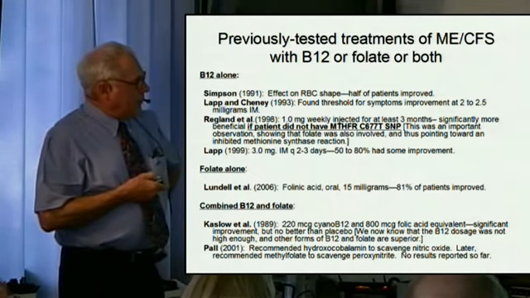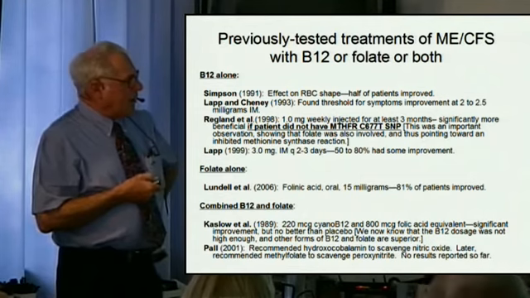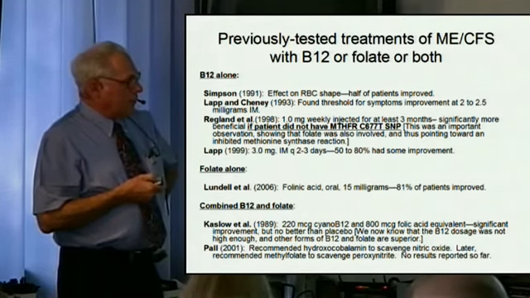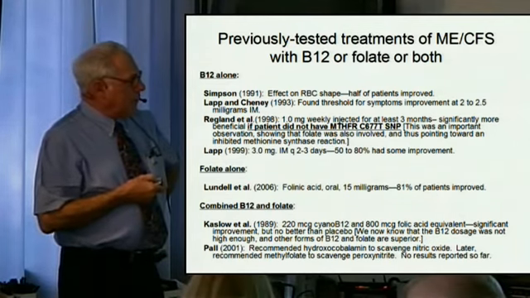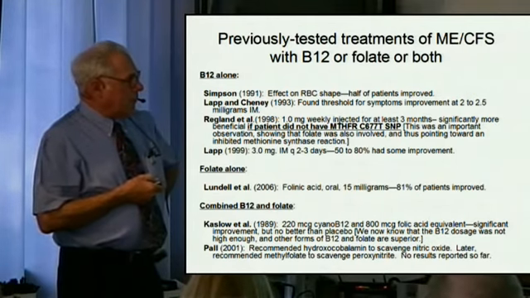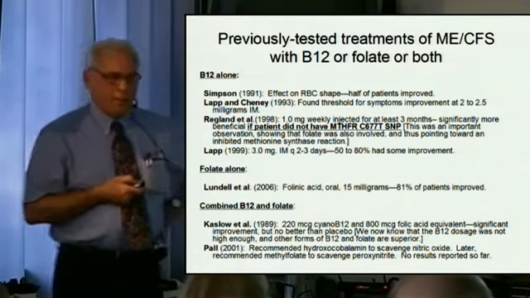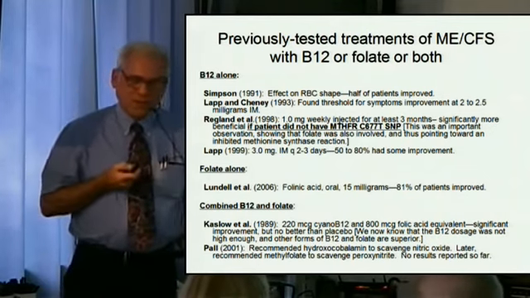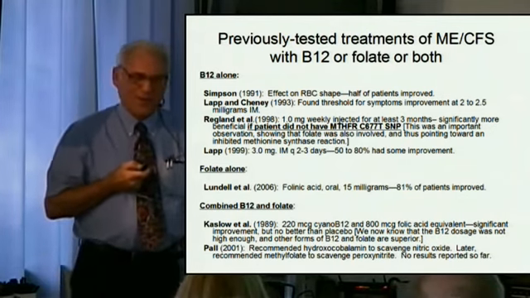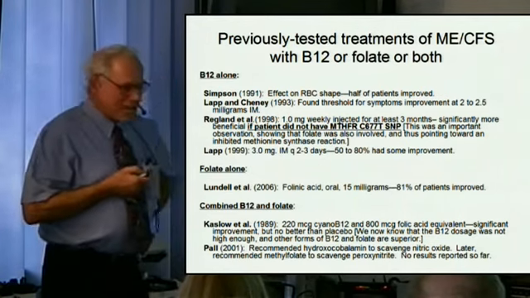Well, then Professor Reglan et al. did a study in '98, and they used 1 milligram, which is lower than Cheney and Lapp here, for at least 3 months, and they found that this treatment was significantly more beneficial if the patient did not have this MTHFR SNP. Now, I read that paper when it came out, and I didn't understand the significance of that, and no one else did either, as far as I know. But there's the clue right there, okay?